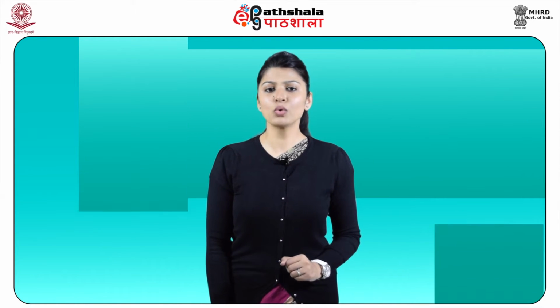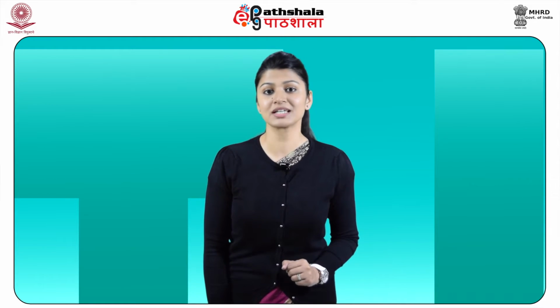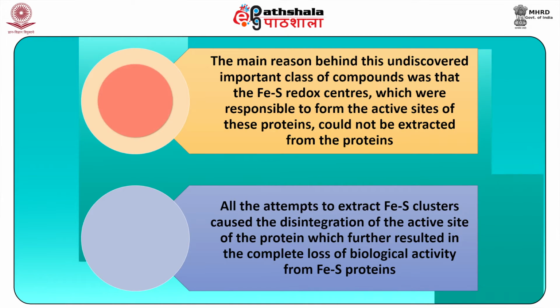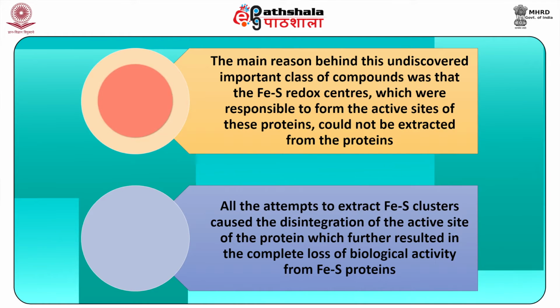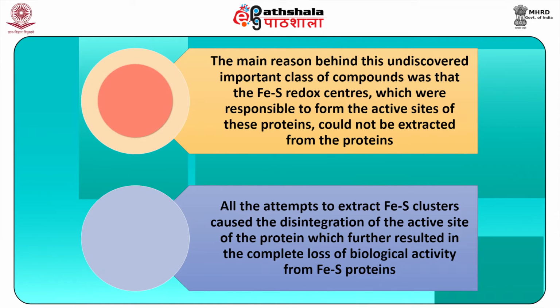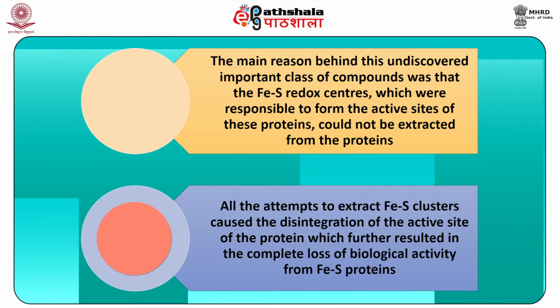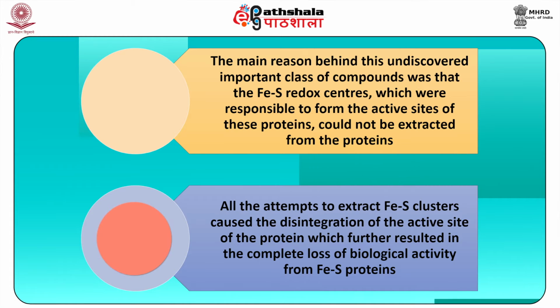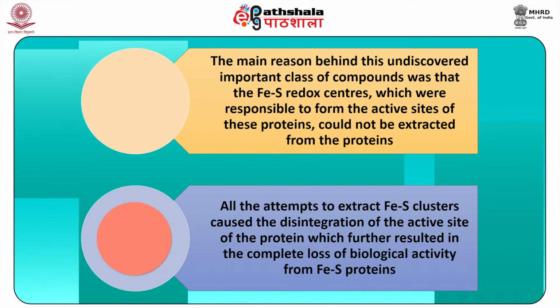In fact, it was only during the period of 1952 to 1963 that these iron-sulfur compounds were first recognized as a consequence of discoveries made in the field of anaerobic fermentative metabolism and photosynthesis. The main reason behind this undiscovered important class of compound was that the iron-sulfur redox centers which form the active sites of these proteins could not be extracted from the proteins. All the attempts to extract iron-sulfur proteins caused the disintegration of the active site of the protein, which further resulted in the complete loss of biological activity.